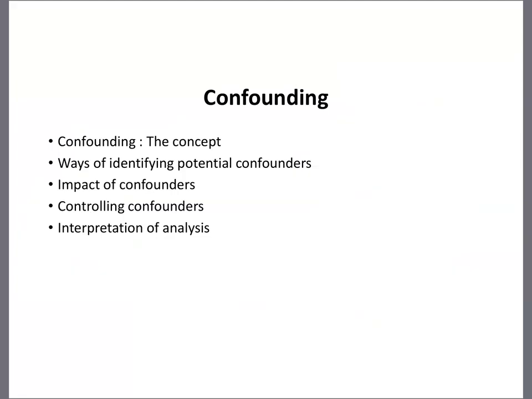Then what are the ways of identifying potential confounders for your research question? Then why should we be concerned about confounders? What is the impact of these confounders on our results and interpretation? What are different ways? I'm sure many of you already know about ways of controlling confounders. And then some examples and how to interpret your findings when you are handling your confounders.